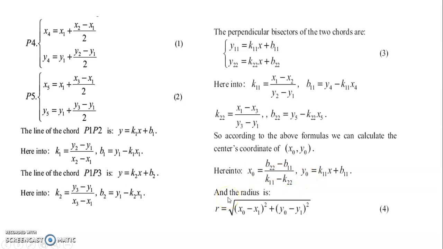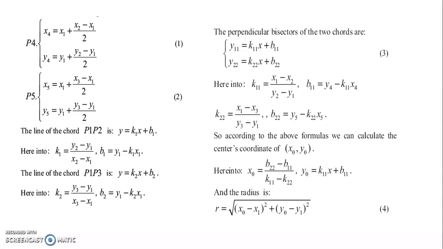After that, finding the radius is an easy task. Just put the values into the equation and we will get the radius. So r is equal to x0, that is the center, minus any point that lies on the circle. So we'll get the radius from there.